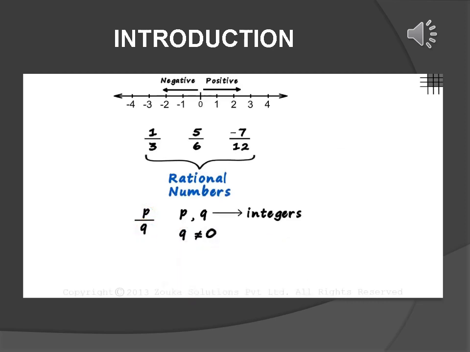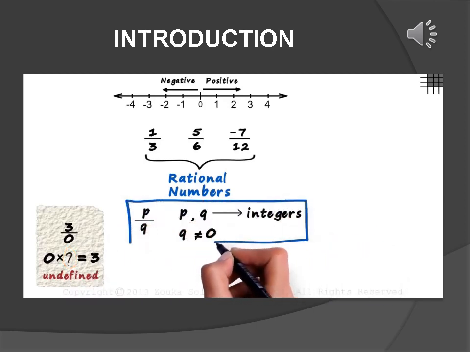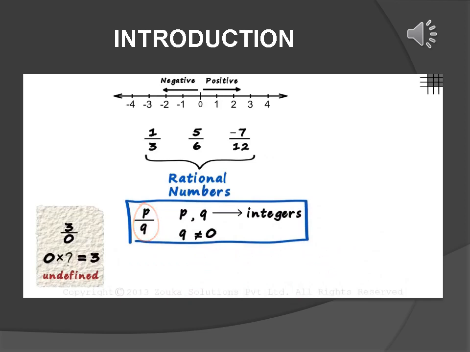Why do we have this condition here? Let me explain. If I ask you to calculate 3 divided by 0, what will be the quotient? 0 multiplied by what will give you 3? This value is undefined. So, this is the basic definition of rational numbers. It is a number of the form p by q where p and q are integers and q is not equal to 0.